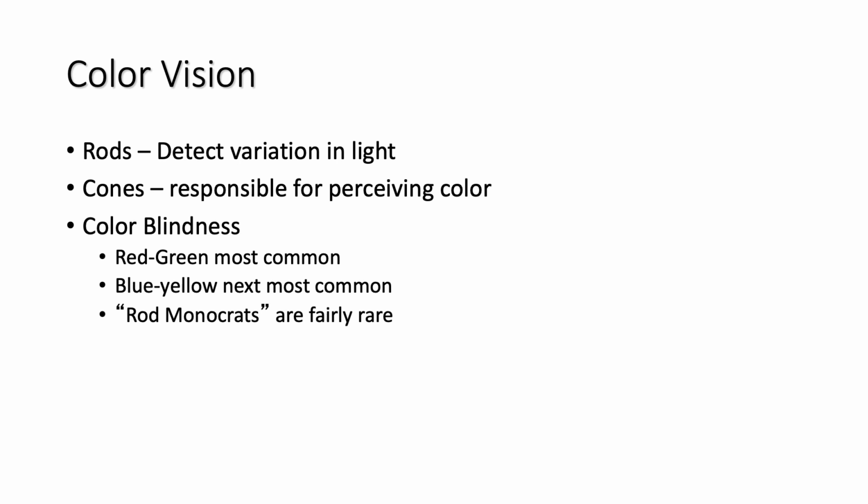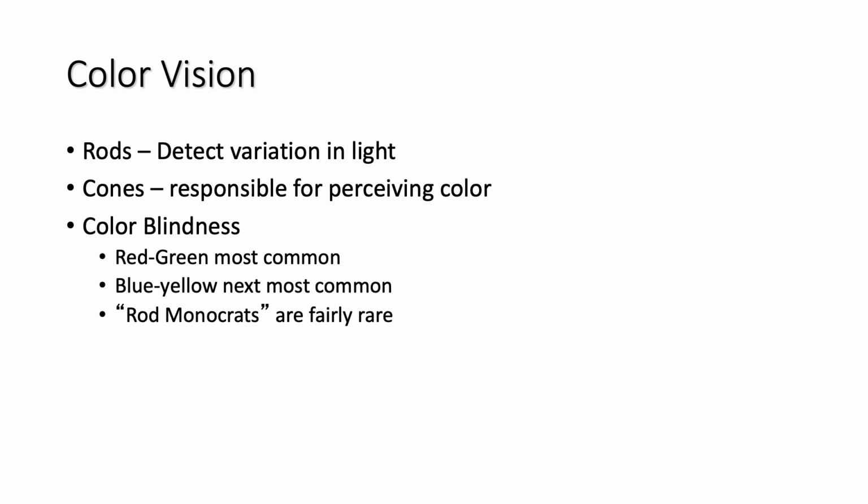Rods allow you to see black, white, and shades of gray, and if you only had rods, the world would look like a black and white movie. And there are people who do only have rods. It's pretty rare. They're called rod monochromats, but they can't see color at all.